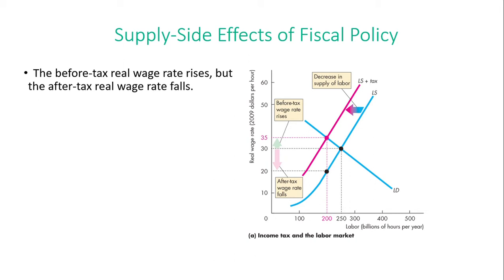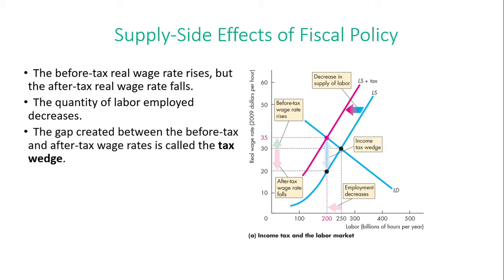So now we also see the impact that we're going to work fewer hours. So the quantity of labor employed is going to decrease. Employment decreases. So that gap between that before-tax and after-tax wage rate is going to be our tax wedge.